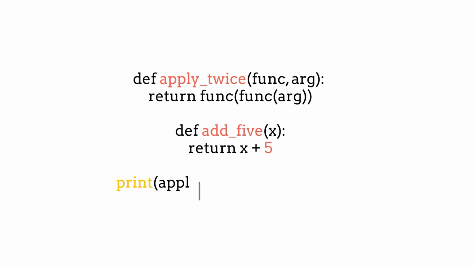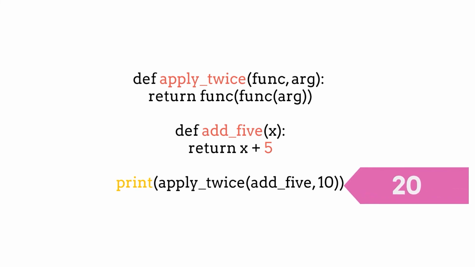This code defines a function called apply_twice that takes another function and an argument, and returns the result of calling that function twice with the given argument. We then define a function called add_5 that adds 5 to its argument, and pass it to apply_twice. When we run this code, it prints 20, because add_5 is called twice with an argument of 10, resulting in a final value of 20.